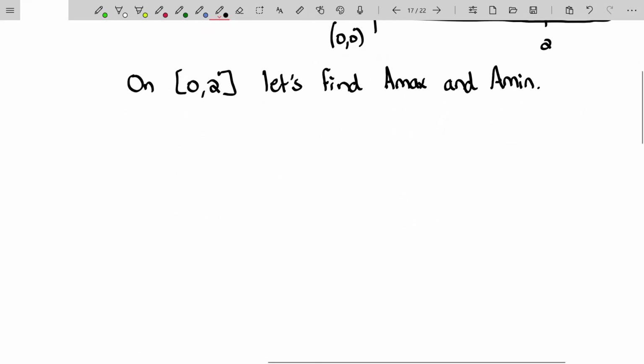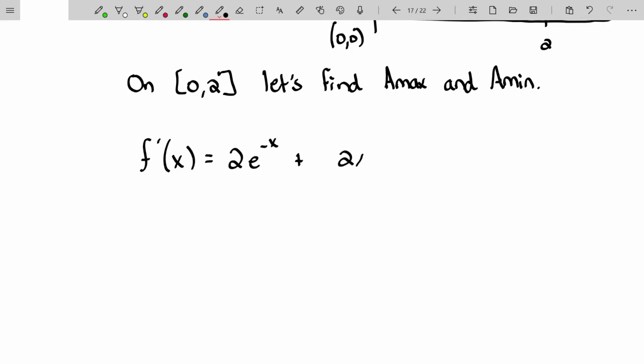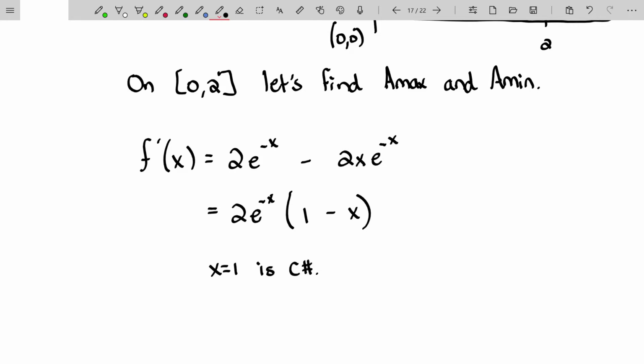So taking the derivative of that function, f prime of x, it was 2x times e to the negative x. So the derivative of 2x is 2 e to the negative x plus 2x times the derivative of e to the negative x, which would give me a minus sign right here. And if you factor a 2 and an e to the negative x out, you're left with 1 minus x. That's it. So we know that this is only 0. It's always defined, but it's only 0 at 1. So x equals 1 is a critical number. I'll just write it that way.